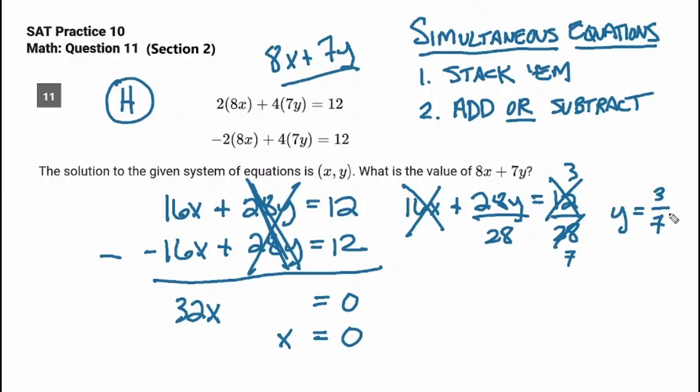Okay, so now it's just 8 times x. Well, we know that's 0, plus 7 times 3 over 7. You can do all this on your calculator if you want. I don't care. But it's 3. Get it right. It does take a few steps, but it's definitely not that hard as long as you're careful.